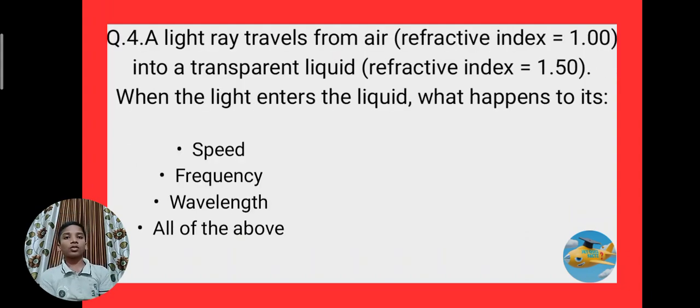Our fourth question is: a light ray travels from air, refractive index 1.00, into a transparent liquid, refractive index 1.50. When the light enters the liquid, what happens to it? Option number 1, speed. Option number 2, frequency. Option number 3, wavelength. Option number 4, all of the above. Your 5 seconds starts now.